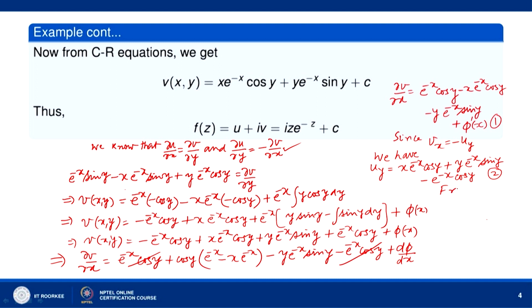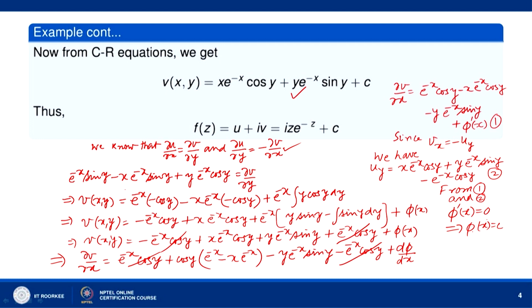So from 1 and 2, phi dash x equal to 0, which implies phi x equal to some arbitrary constant c. So what you get? v(x,y) equal to this, this was the value of vx, this term you can cancel here itself. So v(x,y) equal to x e to the power minus x cos y plus y e to the power minus x sin y plus c. So we get this value of v(x,y) using phi x equal to c.